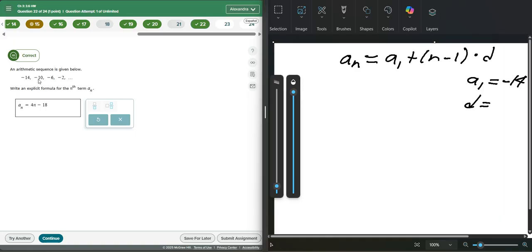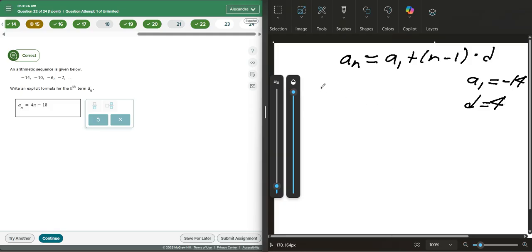So we could do the math real quick, or we could just use some common sense, and we see that there's 4 numbers between these two, and it actually increases. So negative 14 plus 4 equals negative 10. Negative 10 plus 4 equals negative 6. Negative 6 plus 4 equals negative 2. It's pretty easy, just subtract. The difference is 4. So you keep adding 4 to every term. So d equals positive 4. So we put the 4 right here.